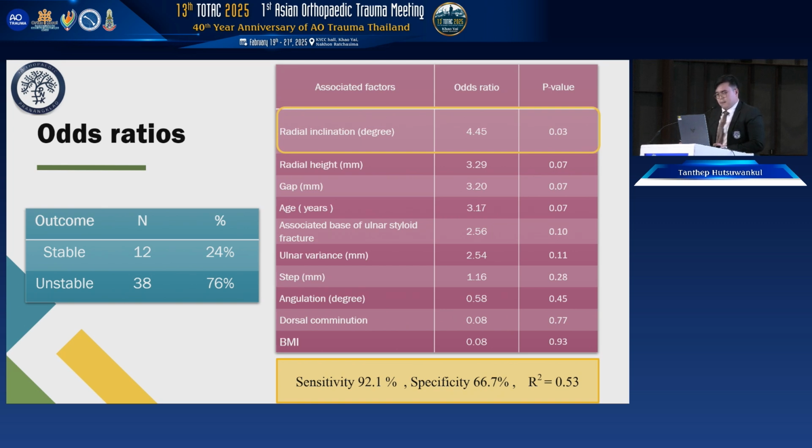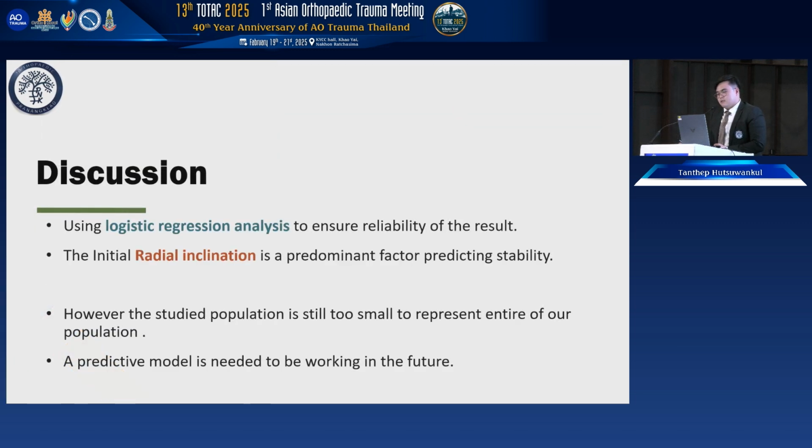In discussion, we used logistic regression analysis to ensure the reliability of the result. The initial radial inclination is a predominant factor to predict instability. However, the study population is still too small to represent the entire population, and the predictive model or equation needs to be worked on in the future.